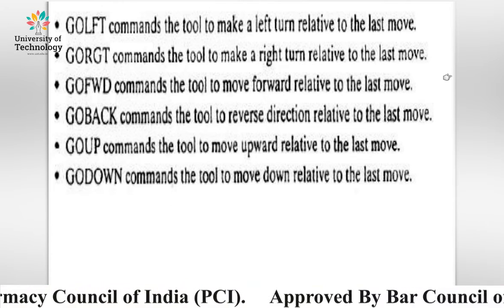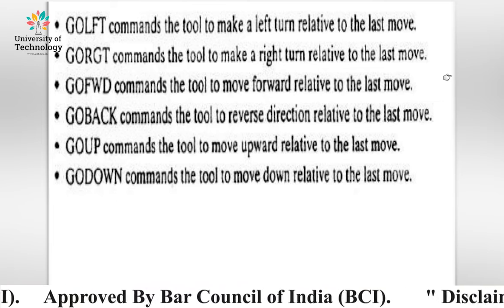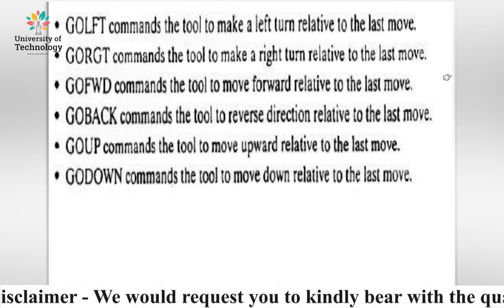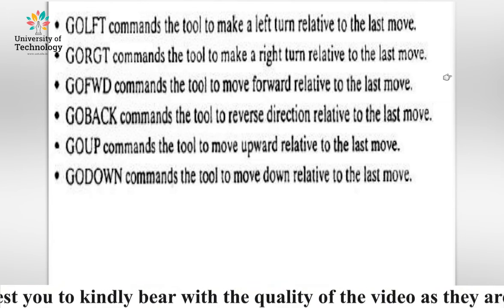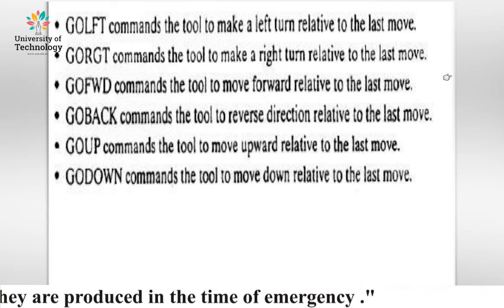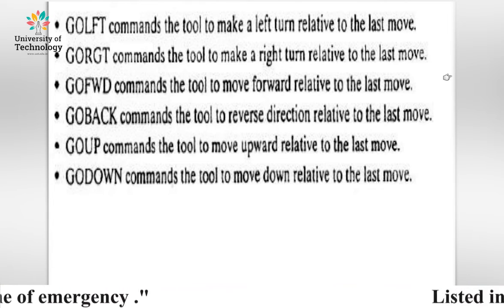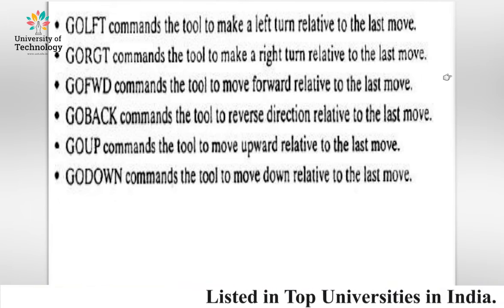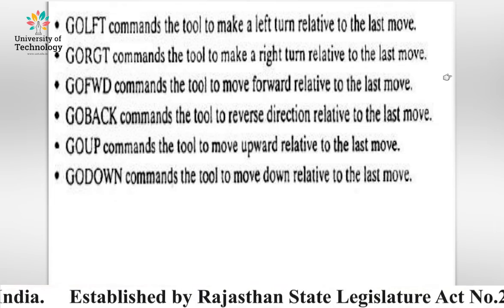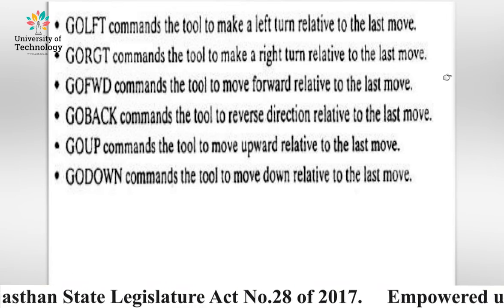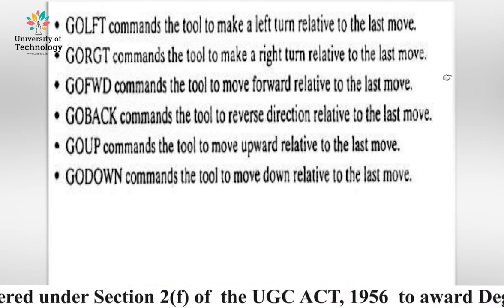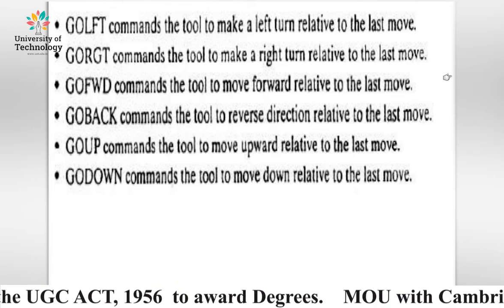Go left commands the tool to make a left turn relative to the last move. Go right commands the tool to make a right turn relative to the last move. Go forward commands the tool to move forward relative to the last move. Go back commands the tool to reverse direction relative to the last move. Go up commands the tool to move upward relative to the last move. Go down commands the tool to move down relative to the last move. These are the basic movements of the tool as per the last move.